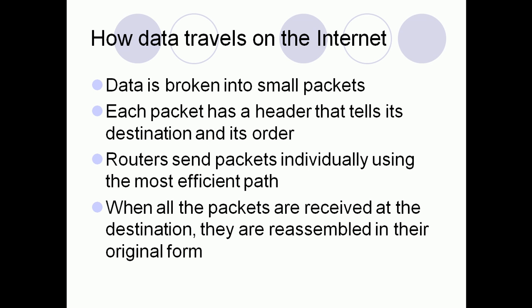Data is broken into small packets. Each packet has a header that tells its destination and its order. Routers send packets individually using the most efficient path. When all the packets are received at the destination, they are reassembled in their original form. Now, when two laptops are even close, or even two desktops, and you are sending information from one desktop to another in the same room, you don't think that it is just from this desktop to the one just adjacent to it.